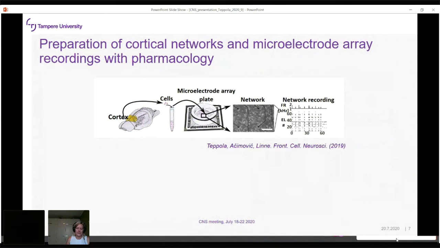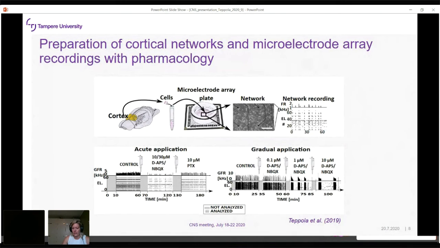I started this study by extracting cortical neurons and astrocytes from the forebrain of postnatal rats. I cultured and maintained the cells on microelectrode array plates until 3 weeks in vitro and recorded the extracellular network activity using 60 electrodes simultaneously over many hours. For more details, you can find them in our recently published paper, Teppola and others, in Frontiers in Cellular Neuroscience.